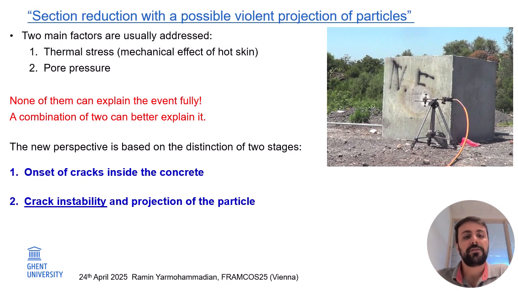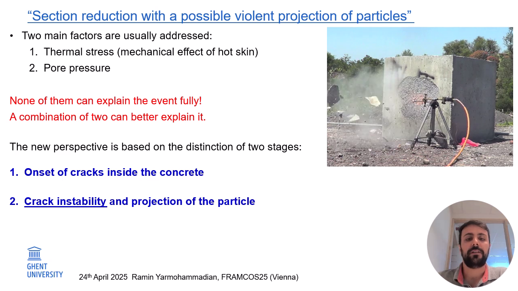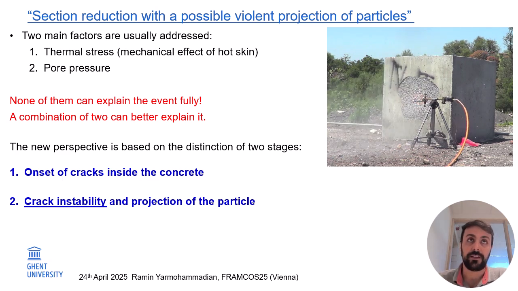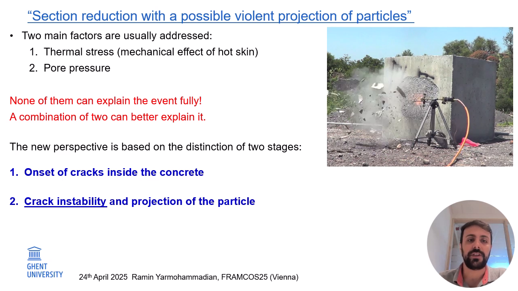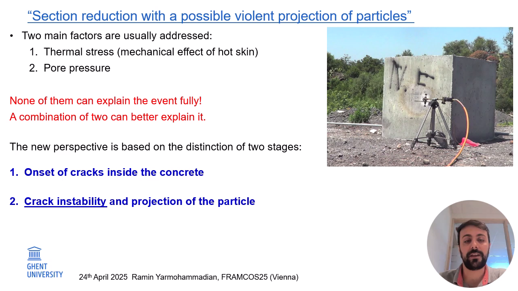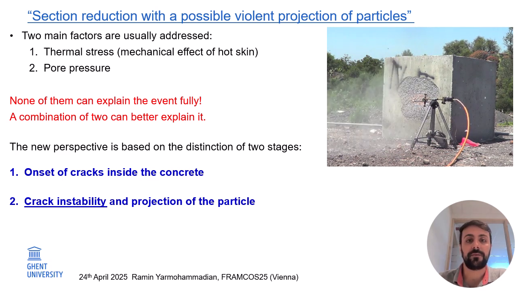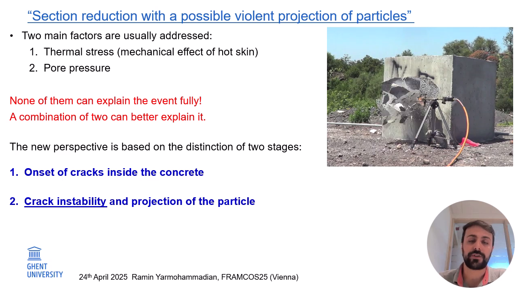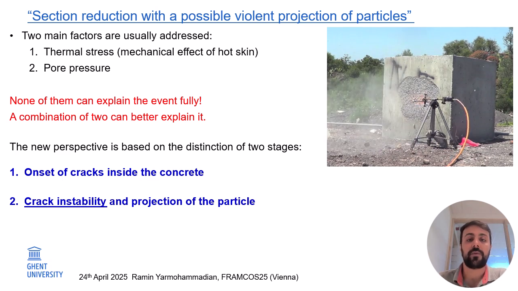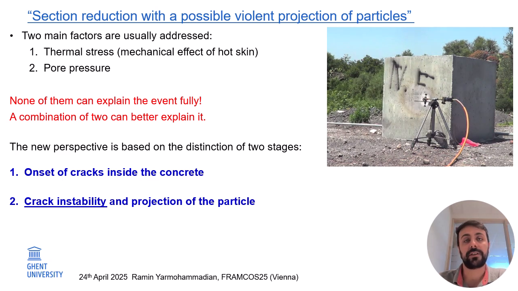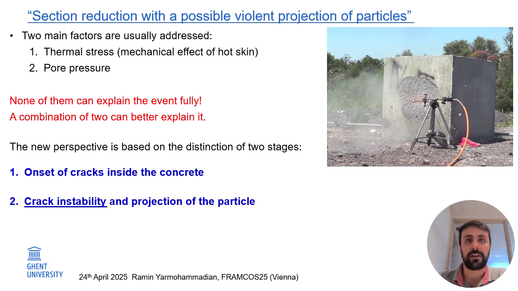Spalling is a cross-section reduction with a possible violent projection of particles, and in the literature you can mainly find two mechanisms. The first is a thermal stress mechanism, in which the mechanical effect of the hot skin, or buckling of the hot skin, creates spalling. The second is pore pressure, in which spalling can occur when the pore pressure exceeds a threshold connected to the resistance of the concrete.